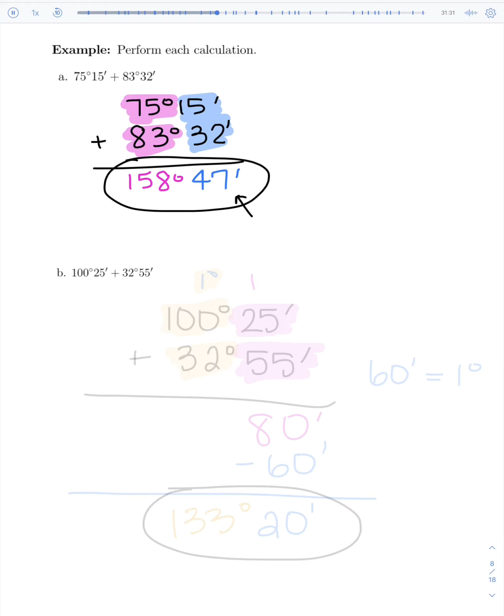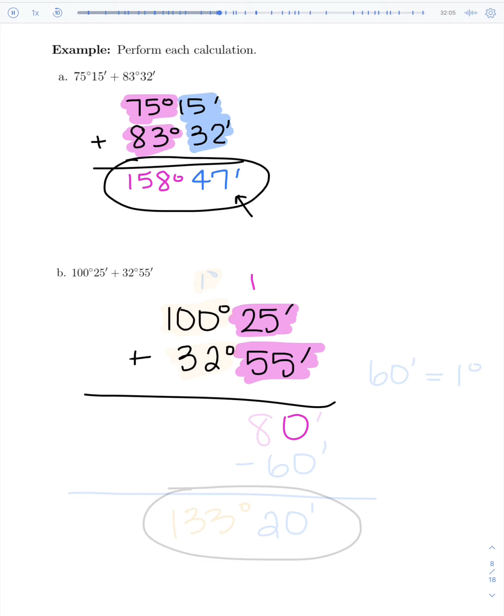Now, taking a look at B, we've got 100 degrees and 25 minutes, and we're going to add 32 degrees and 55 minutes. Taking a look at this one, we'll start out by adding again our smallest unit, which is the minutes. We'll take our 25 minutes and add the 55 minutes. Well, if we add 25 and 55, we'll get 80 minutes.